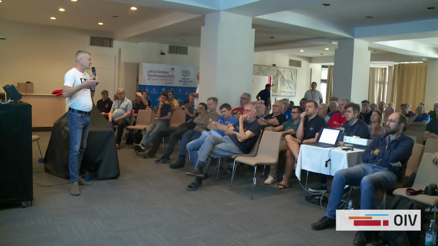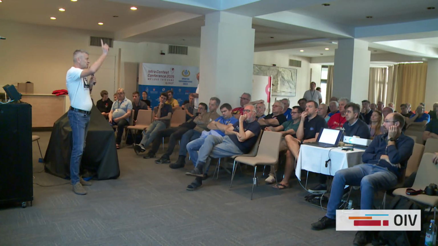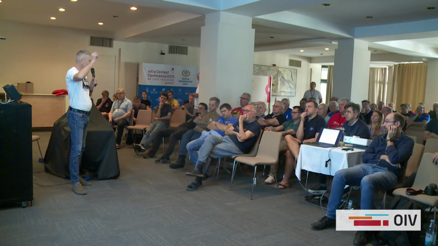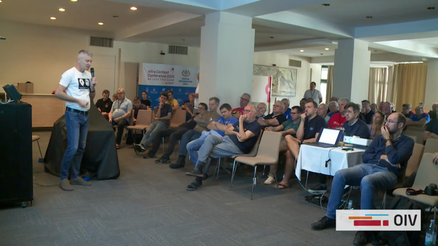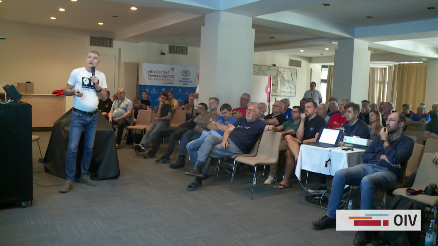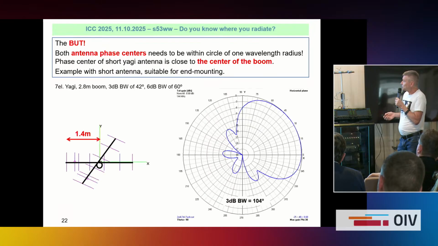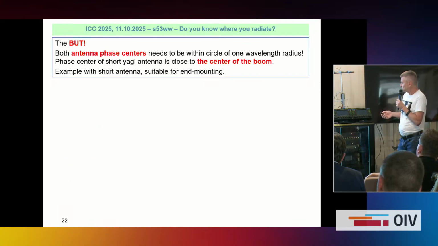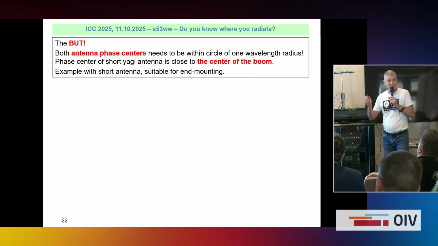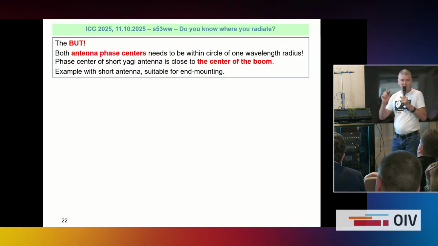When you make a vertical stack, you already put antennas on the same pole, same tower. You take care that the phase center is for all the antennas on the same vertical axis. Now you should know that the phase center of a short Yagi antenna is close to the center of the boom. Long Yagi antennas actually don't have a fixed phase center. The phase center is more like an area, maybe 50 centimeters or something somewhere. It's not a fixed point.